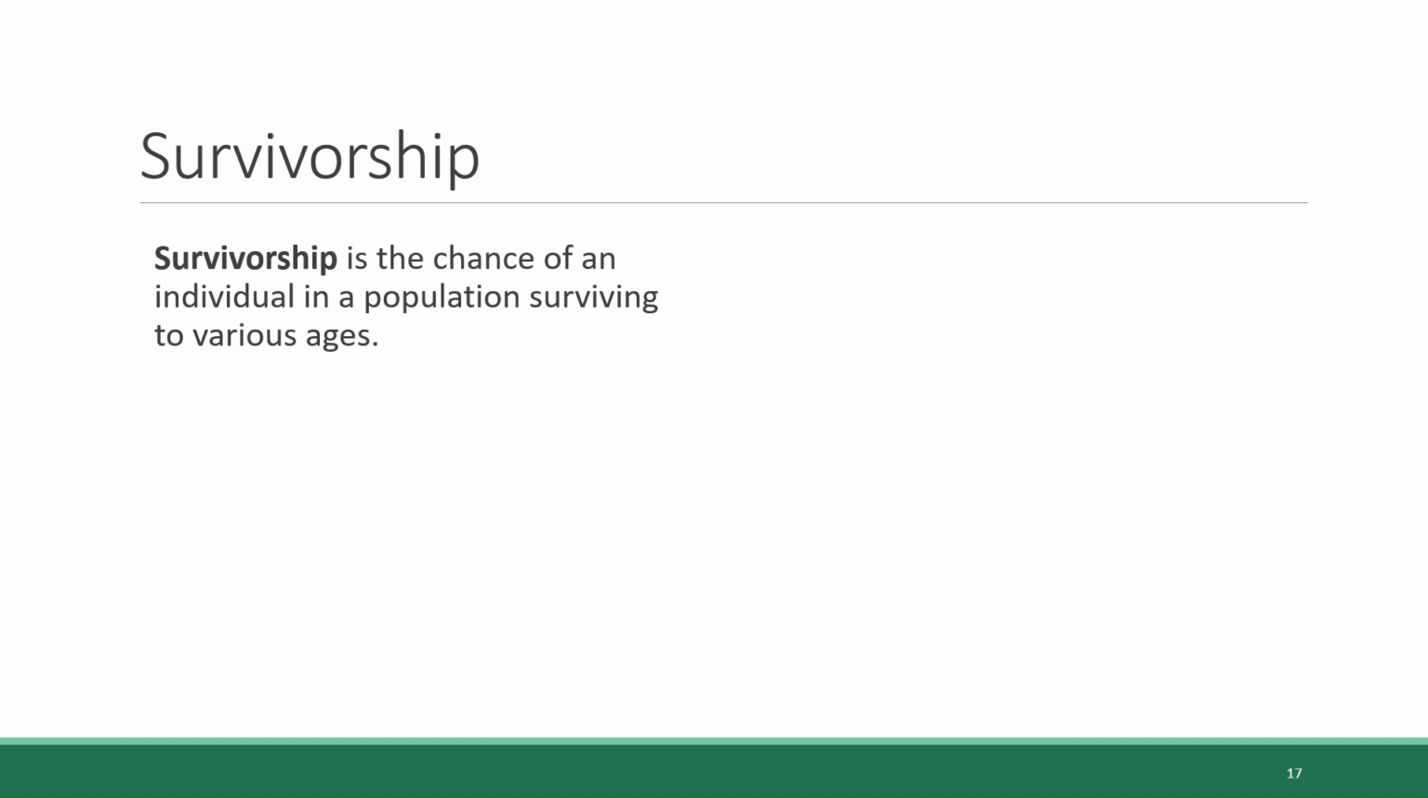So you now have a good understanding of the factors that limit population growth. We're next going to look at a concept that ecologists use for understanding which organisms are most likely to succumb to those factors that limit population growth, and that is the idea of survivorship. Survivorship is the chance of an individual in a population surviving to various ages.